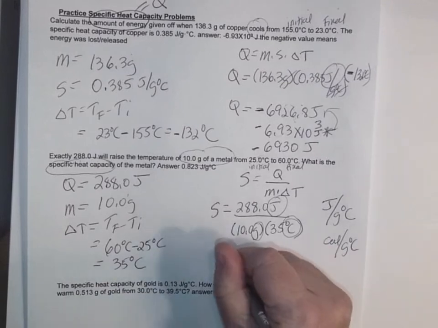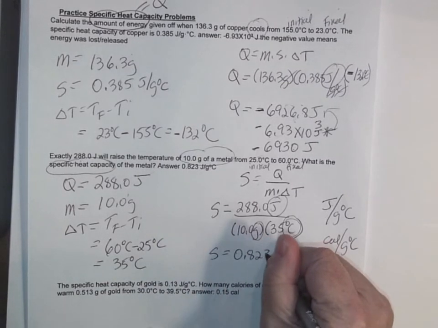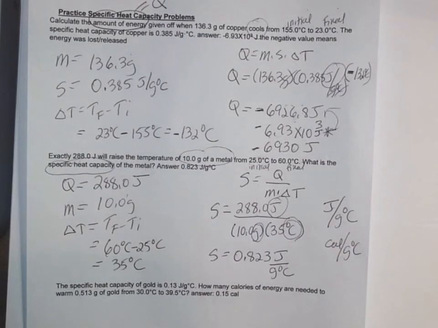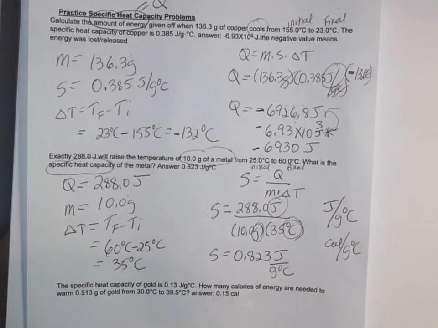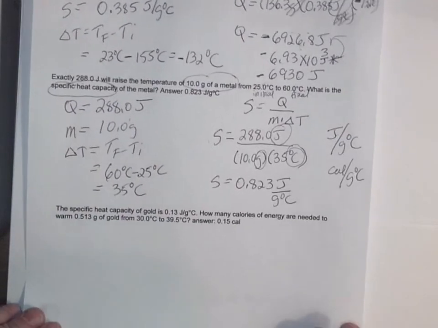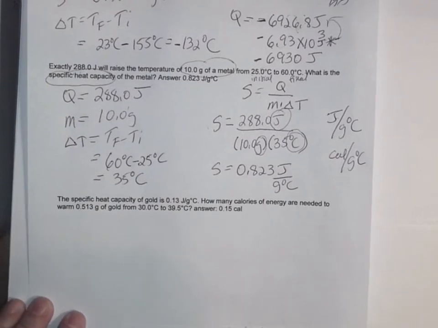So none of these are going to cancel out, and you can see that I have the units for specific heat capacity. So the specific heat capacity is 0.823 joules per gram degrees Celsius. Is that the answer? Yes. Again, if you gave me just 1 or 2 decimal places, all is well. All right, one more to go, and I hope that you got this answer. Let's take a look if you did not.